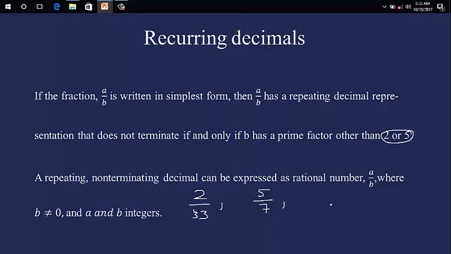So we could also have something like this: 1 over 55 is going to recur, even though there's a 5 there, because of the presence of another prime number, which is 11. So 1 over 5 times 11. Because of the 11 here, this is going to recur. Left with the 5 alone, this will not recur.